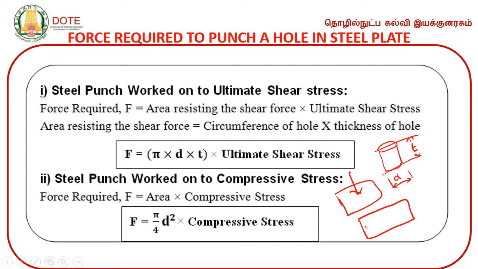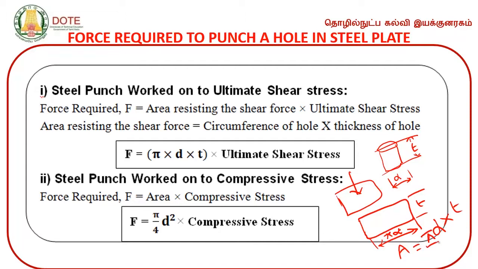we have to develop this cylinder. What is a hole? A hole is nothing but a cylindrical shaped removal of material. Metal is removed in the form of a cylinder. So we have to develop the cylinder. The length of the cylinder is going to be its circumference. What is circumference? Pi into diameter. What is the thickness? Thickness is going to be t. So now we can calculate the area resisting the shear stress. Area resisting the shear stress is given by pi d, circumference, into t, thickness.